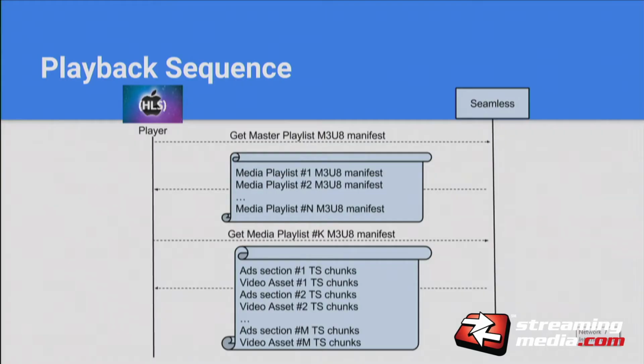So here's the playback sequence. We have our HLS player on the left and then Seamless on the right. It all starts with getting the master playlist request. Seamless returns the master media playlist manifests. Then the player asks again for the media playlist manifest. And then finally, Seamless returns the stitched-in media playlist. So you see ads, video, TS segments. Those are all stitched in.